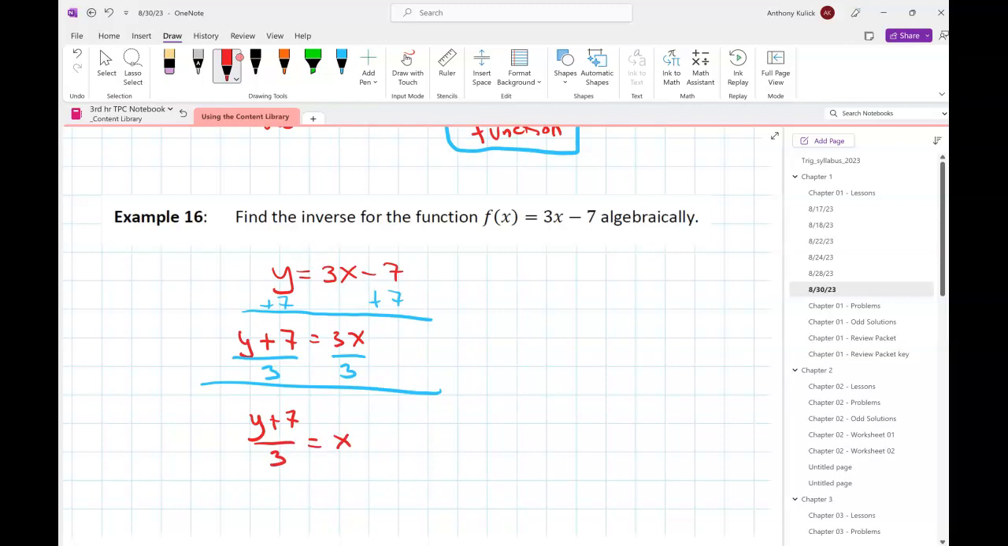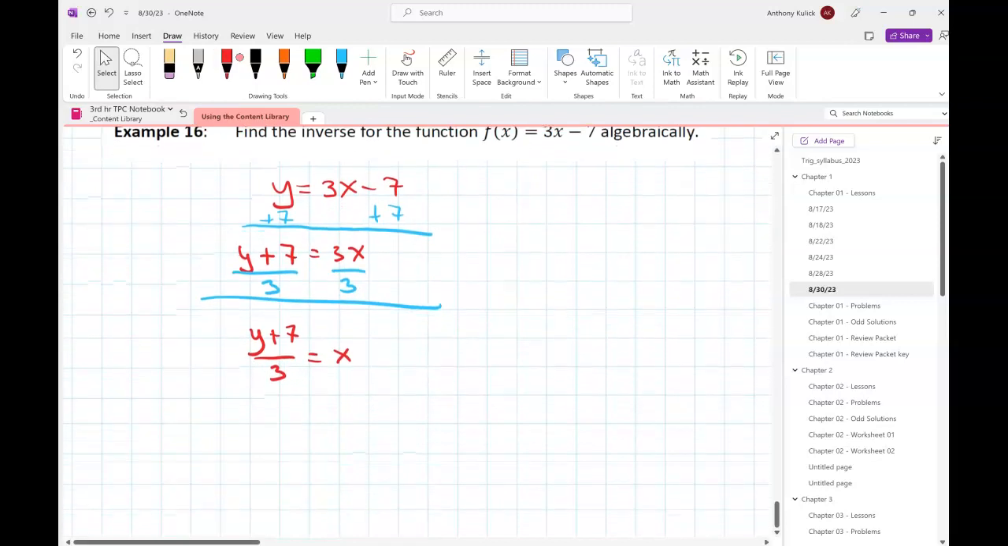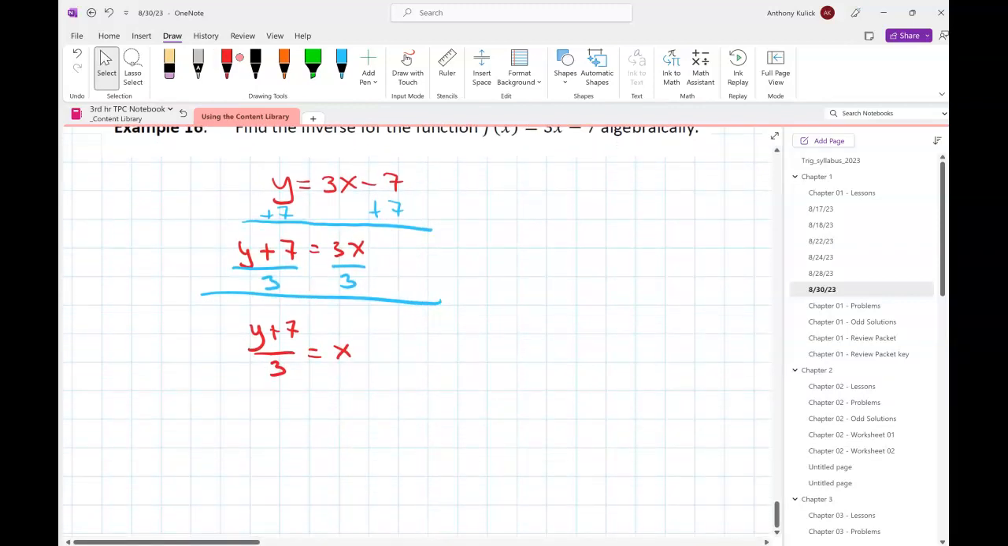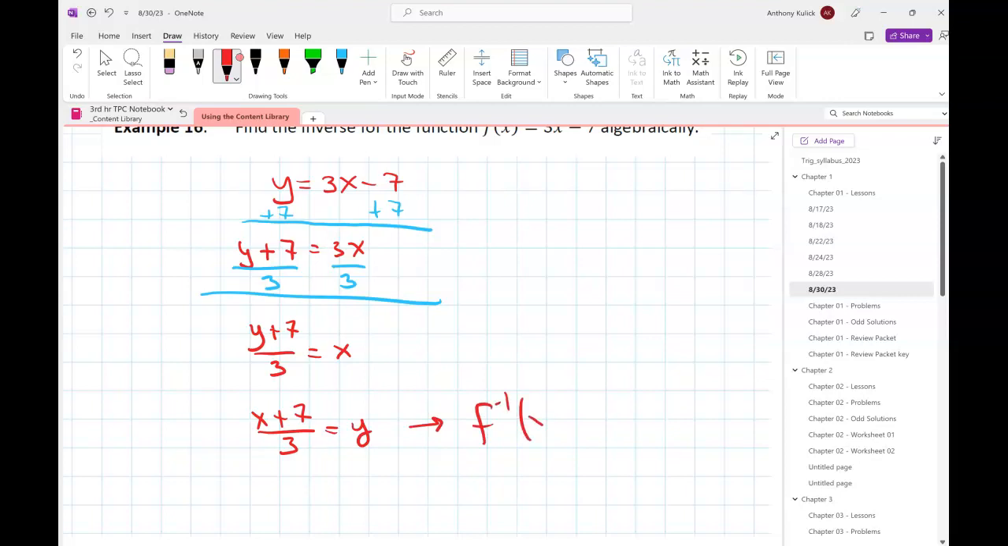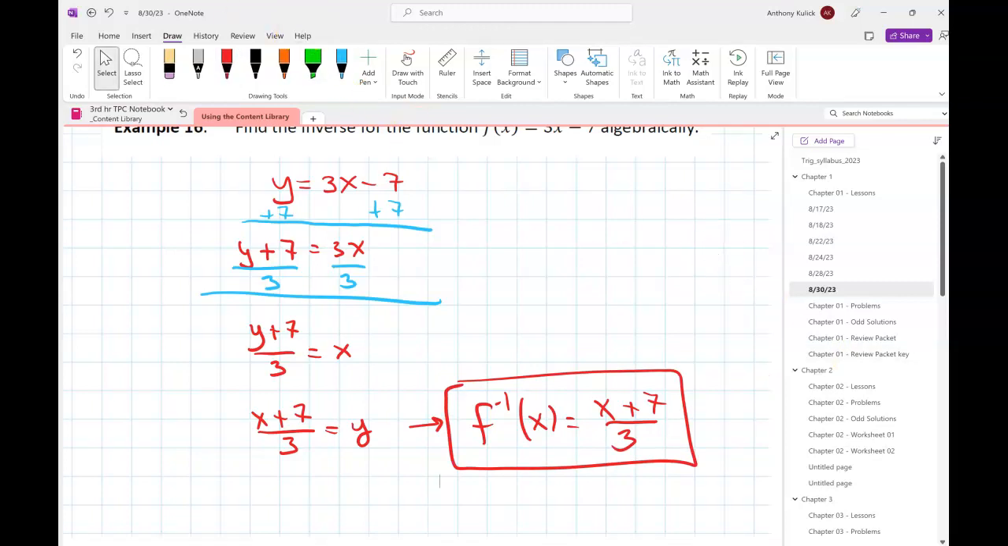Okay, and then my last step is to rewrite this equation where I've swapped the x's and y's. So everywhere there's a y, I'm going to write an x, and everywhere there's an x, I'm going to write a y. Or I could just write this at this point and say f inverse of x equals this. Now for a linear equation, this is pretty trivial. We're going to look at some other examples further on where this becomes much less trivial.